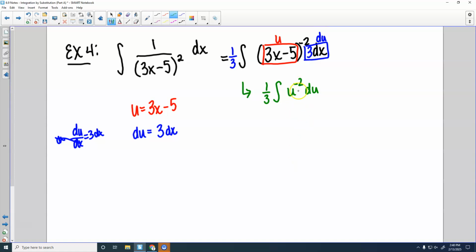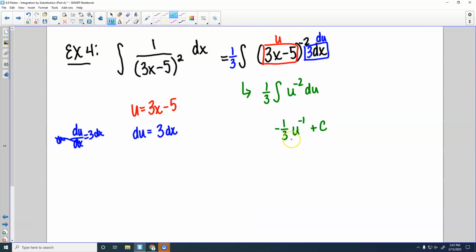And so I would increase my exponent by 1, which will give me u to the negative 1. I'm dividing by that negative 1, which will make this negative. I'm going to go ahead and put that negative with the 1/3. That's the coefficient. Be careful if you have more than one variable and you're doing that. But as long as it's a single variable, those two are going to get multiplied together anyway. And then we'll have a plus c.